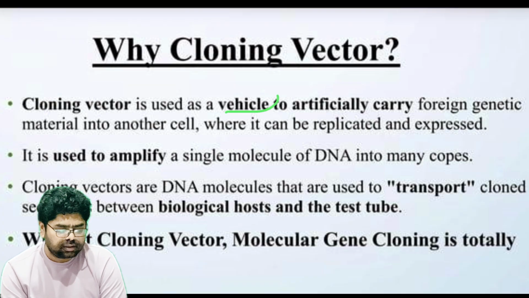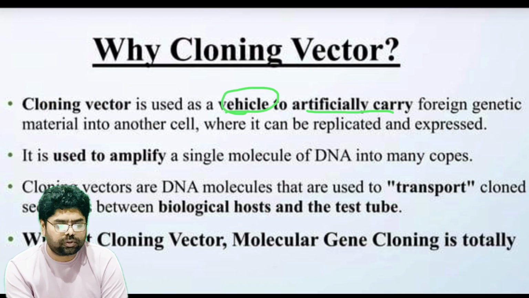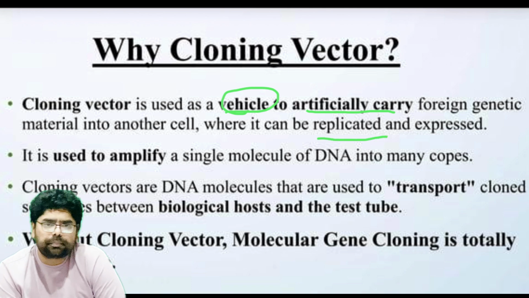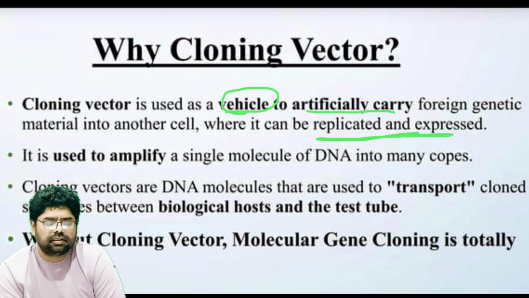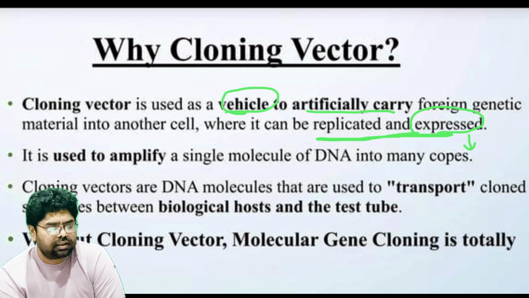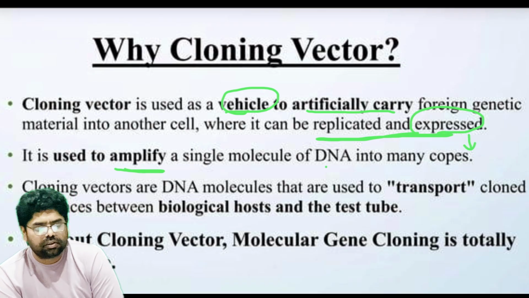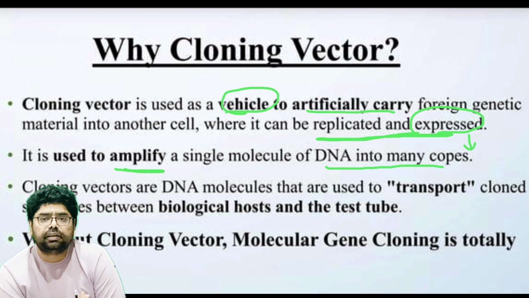Now let's see why cloning vectors are required. I have already told you that this maintains the copy of the DNA inside the host. It does not express anything. So a cloning vector is used as a vehicle, mainly a vehicle to artificially carry the foreign genetic material into another cell where it can be replicated and expressed. For expression we mainly use expression vectors. It is written here as expressed, but this is not totally true. Cloning vectors are only for cloning, not for expression.